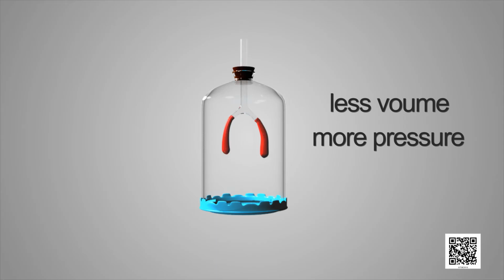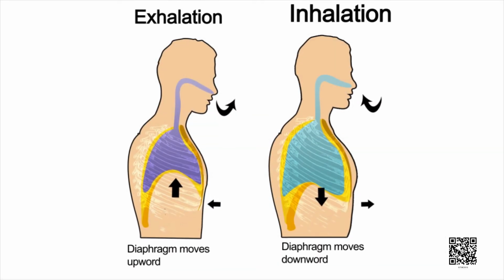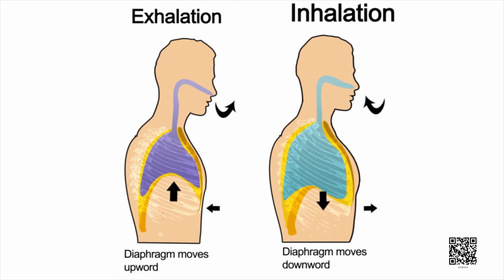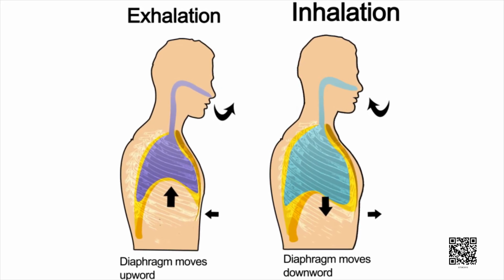In this activity, balloons represent our lungs and the rubber sheet works as the diaphragm. Somewhat similar mechanism takes place in our respiratory system also, which shows that up and down movement of the diaphragm is responsible for the movement of air in and out of our lungs.